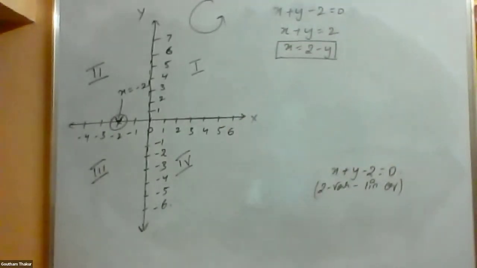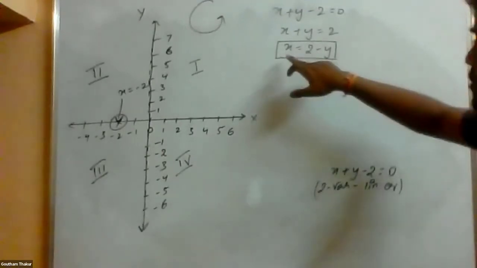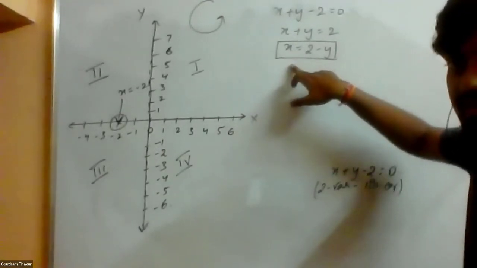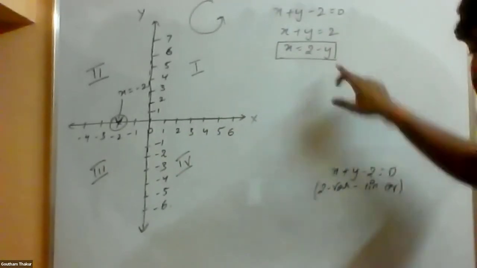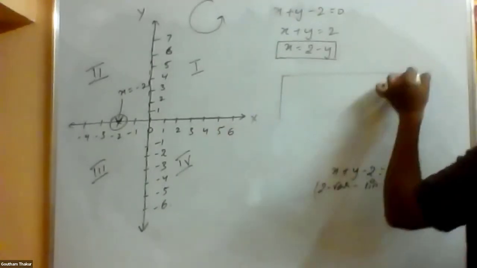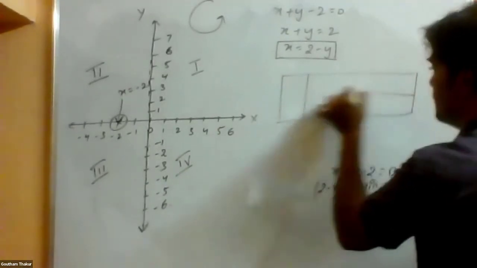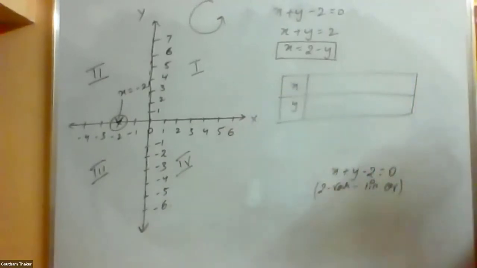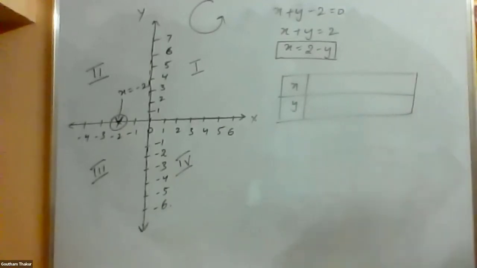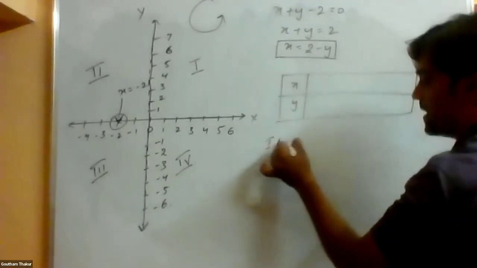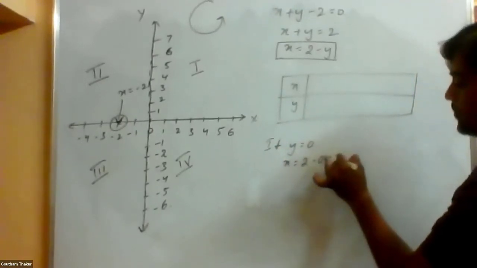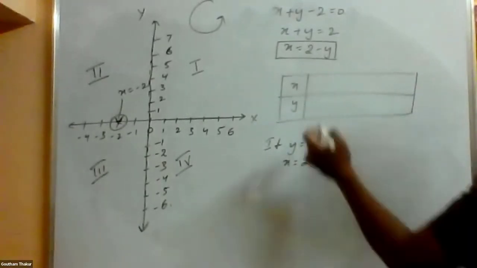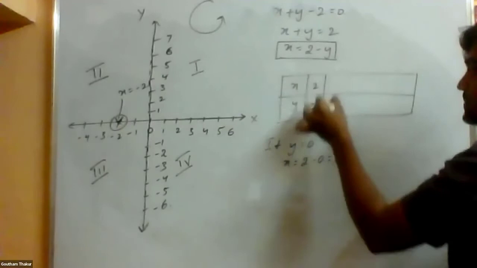Now if you observe this carefully, my values of x are dependent on the values I get for y. For example, let me draw a table. Let me assume my y value to be 0. If my y value is 0, what is the value of x? 2 minus 0, 2. So I'll put y as 0, x as 2.